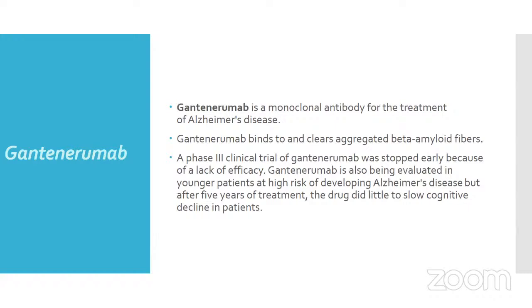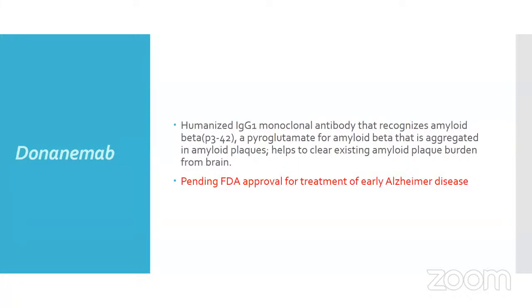Okay, the third one, gantenerumab. Gantenerumab is a monoclonal antibody for the treatment of Alzheimer disease, and it binds to A-beta and kills aggregated beta amyloid fibers. As I told you, some of them were stopped. Gantenerumab was stopped in phase 3 of the clinical trial because they found a lack of efficacy, and also when they gave it to younger patients and followed up with them, they found that after 5 years of treatment those people started getting cognitive decline, or slowing in cognitive function. That's why it was stopped. Okay, another thing, donanemab.